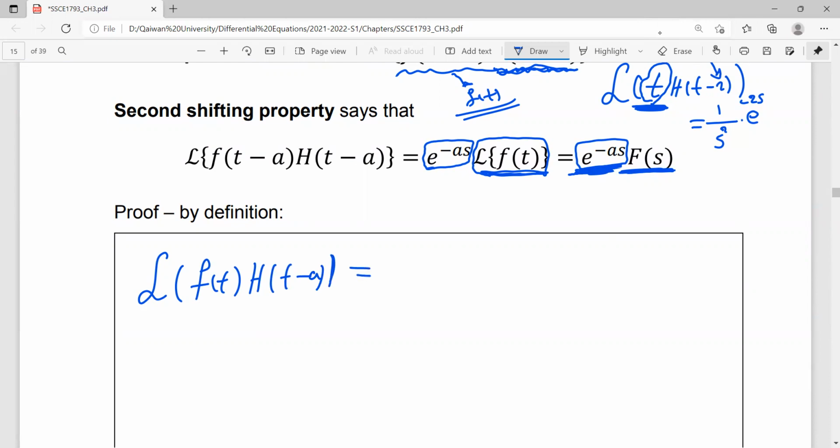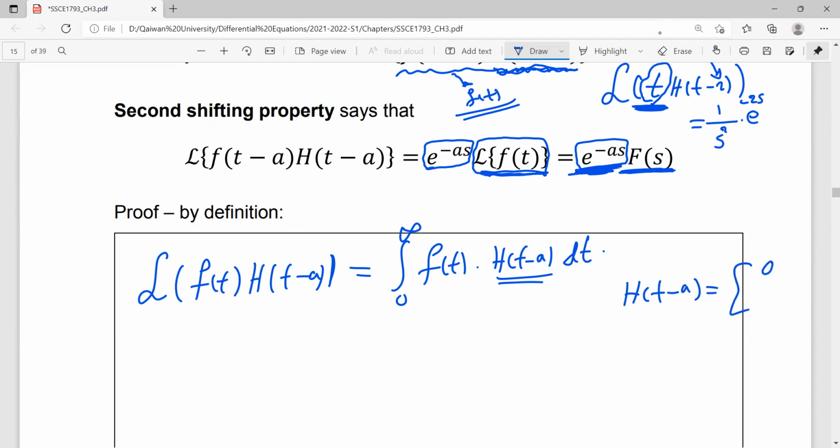Of, let's say, f of t h of t minus a. This equals the integration from 0 to infinity for f of t times h of t minus a dt. But the Heaviside function, which is the unit step function, equals 0 if t is less than a and greater than or equal to 0. And it's 1 if t is greater than a.